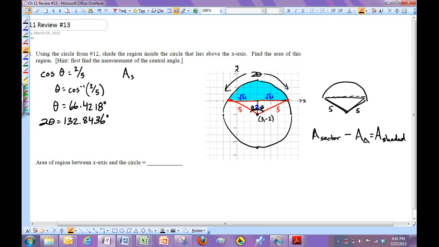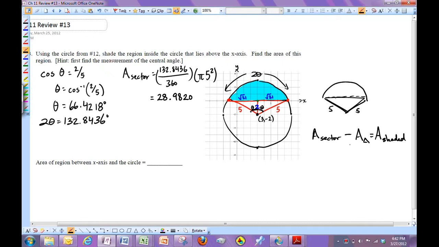Okay, so now I've got 2 theta, and I need the entire sector's area. So the area of the sector is going to be my angle, which is 132.8436 over 360 times pi r², and in this case, r is 5. So if I type all that in, divided by 360 times pi times 5 squared, I get the area of the sector is 28.9819. Actually, that would round up to 20. Okay, so that's the area of my sector.